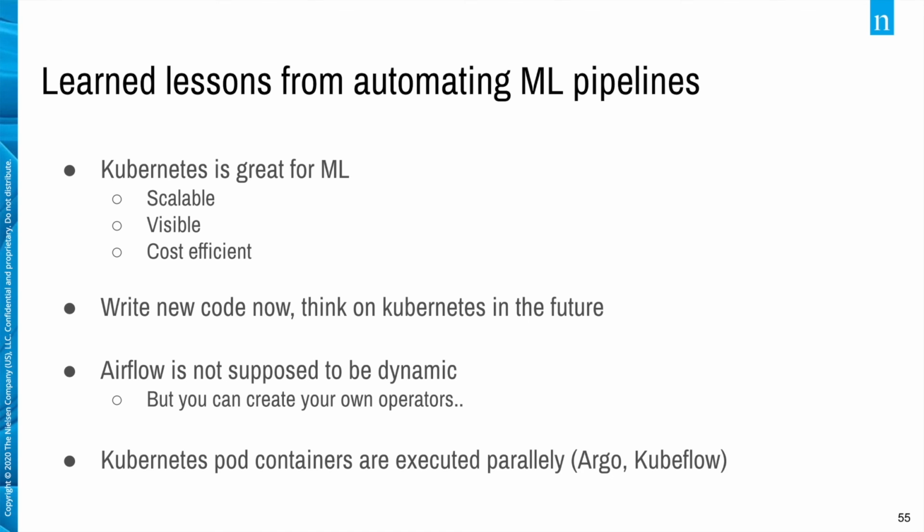And lastly, we learned that Kubernetes pod containers run in a parallel manner. But that's okay because we, first of all, can bypass that with init containers. But currently, there are also other popular solutions like Argo and Kubeflow. And once we have a working solution with the init containers, we can, in future releases, migrate to more sophisticated solutions.